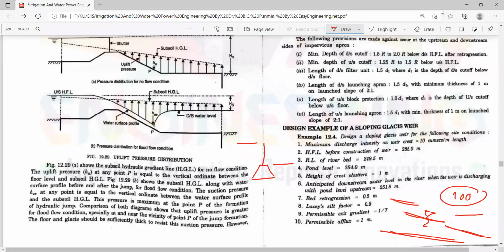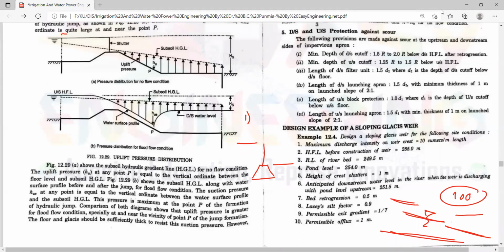After that, the shutter is going to be constructed. So this is the first step. After deciding these levels, we're going to design this weir portion, the concrete weir portion.